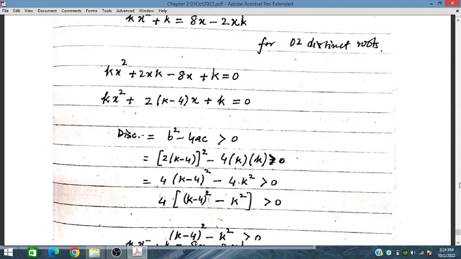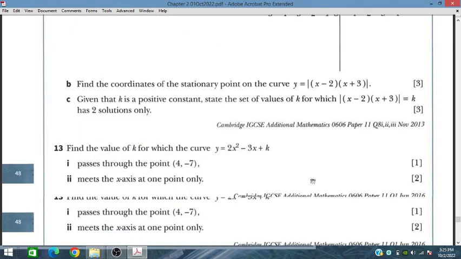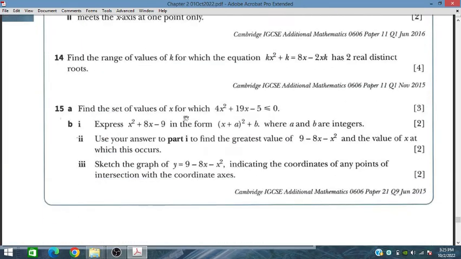So question number 15. Find the set of values of x for which 4x square plus 19x minus 5 is less than or equal to 0. Express this in the form given. So we will express this in this form first, and then using the answer of part A, find out the greatest value of this. So this is again negative.